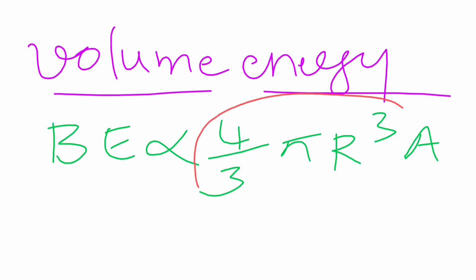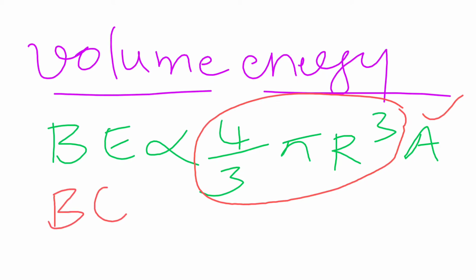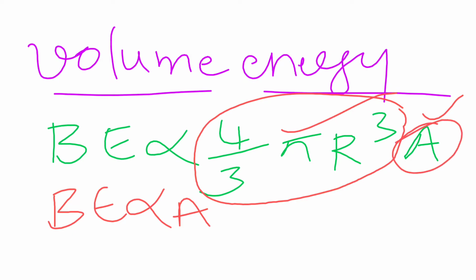But the mass number varies. Mass number is different for different nuclei. In this case, binding energy is directly proportional to mass number. This is the first component, volume energy. Here the binding energy of a nucleus is directly proportional to the volume of the nucleus. This term remains constant, while the mass number varies for different nuclei. This is the first component.